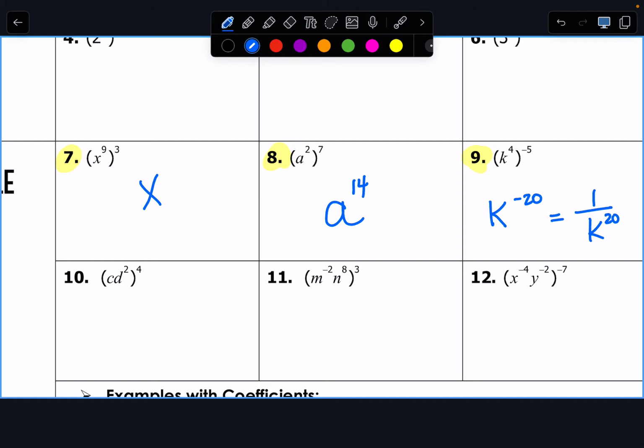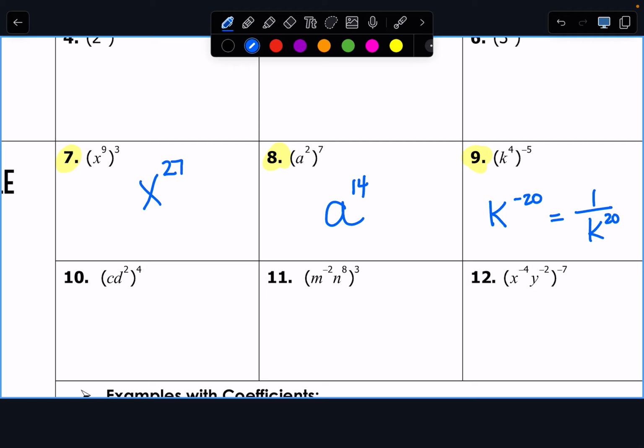What's our exponent for number 7? 27. All right, that should be x to the 27th. Did you get those right? Okay, did everybody make number 9 a fraction because of the negative exponent? Okay, good. Now, do you notice 10, 11, and 12, how there's now more than one variable in there?